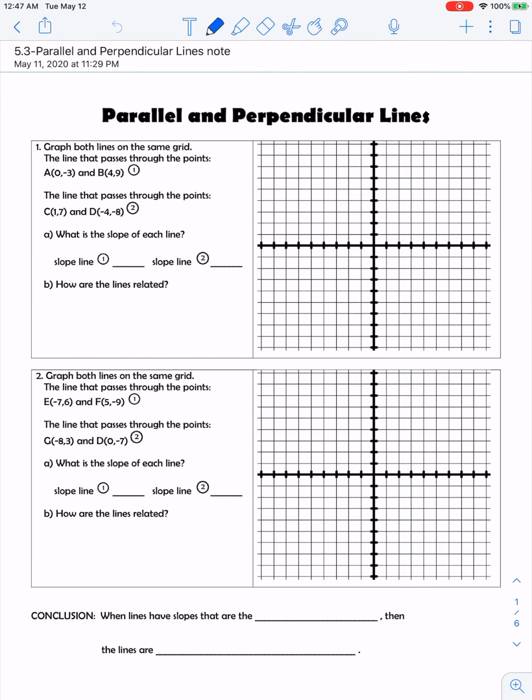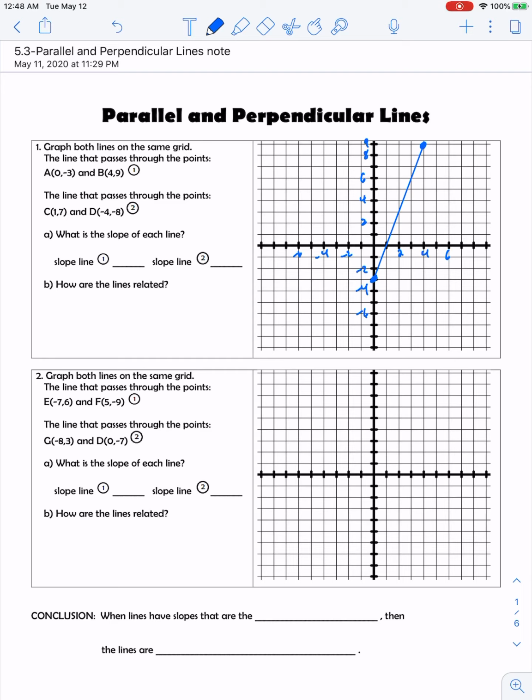Alright, so graph both lines on the same grid. A is (0, -3), so I'm just going to go 2, 4, 6. Again, I hate it when there is no scale on a graph. You don't need the whole scale. Alright, (0, -3) is right here. And (4, 9), there's 9 right there, so (4, 9) is right there. We just want to plot that line segment.